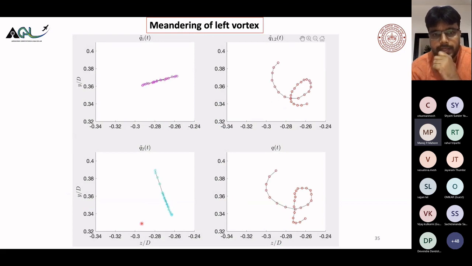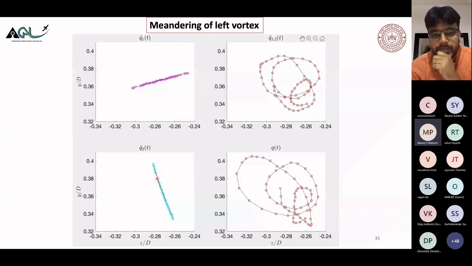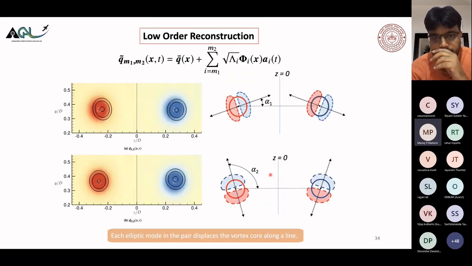So what I'm doing here is basically I'm just adding the first mode. This is Q1. I'm just adding the second mode, and I'm adding both the modes, Q1 and Q2. And this is my actual meandering path. This is what we saw in the movie earlier. So let me play this movie again.